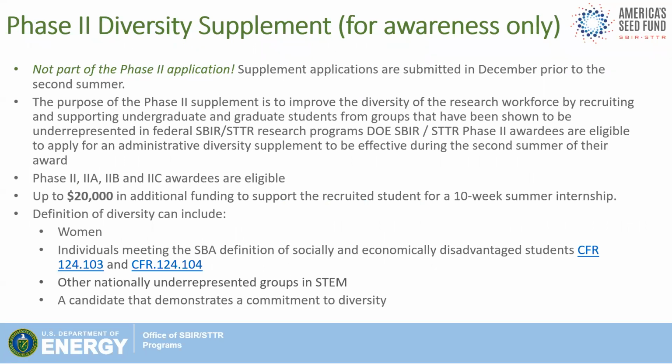And then I just want to mention the phase 2 diversity supplement. This is not part of your application. Supplement applications are submitted by awardees in December, prior to the second summer of your award. And this is a program to improve the diversity of the research workforce by recruiting and supporting students from groups that have been shown to be underrepresented in federal SBIR, STTR research programs. It is up to $20,000 in additional funding to support a recruited student for a 10-week summer internship. All phase 2 awardees are eligible.